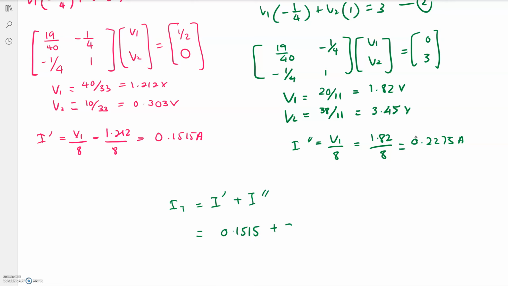So I total will be I prime plus I double prime, which is 0.1515 plus 0.2275. The answer will be 0.379 A. So this is the answer for the exercise.